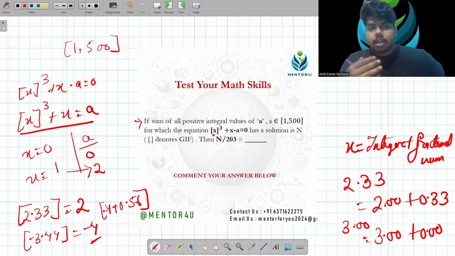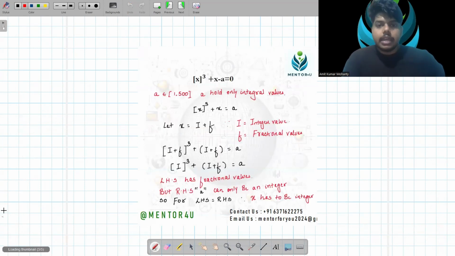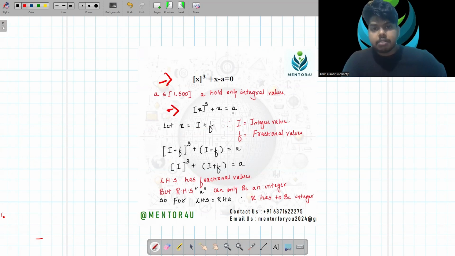Yes, so let's try to understand the use of the greatest integer function in this equation, and let's write x as integral value plus fractional value. Clear? Okay. So on this page, what you can see is written greatest integer of x cube plus x minus a equal to 0. Let's take a to this side. It will be greatest integer of x cube plus x equals a.